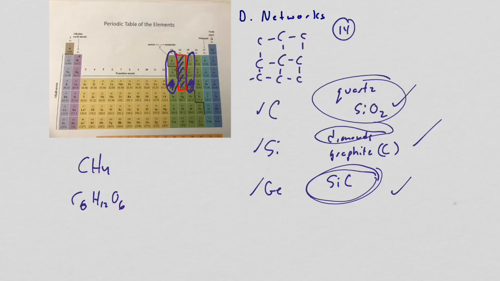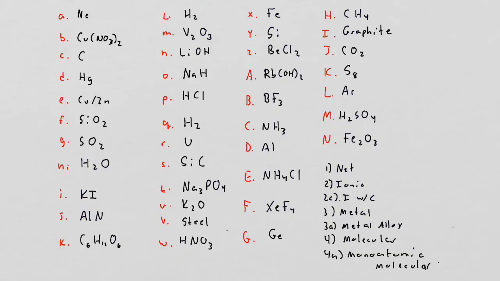All right, let's take a look at the next page. All right, let's take a look at what we have here. We have a huge list. Now, what I'm going to do is I'm going to just put the numbers in, and you should go back through the video if you don't get this right. So, if I put a 1 next to it, it's a network solid. If I put a 2, it's ionic. If I put a 2A next to it, it's ionic with covalent bonds, meaning it's ionic, but it's got a polyatomic ion. If it's just a metal, I'm just going to put number 3.